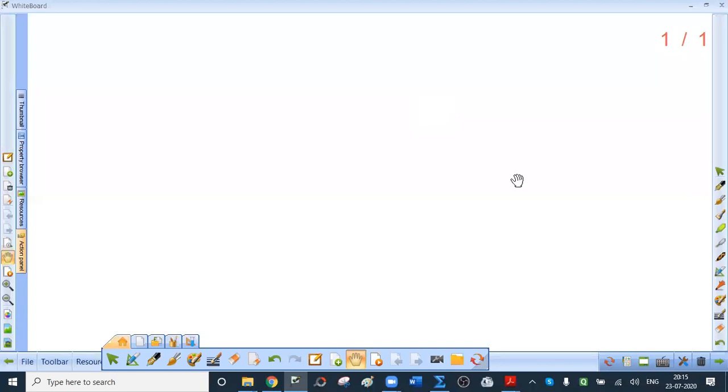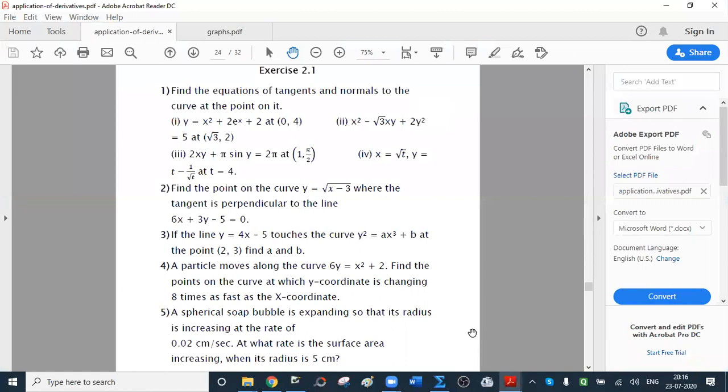Write down. We are solving sum number 5. Let r be the radius. Write the solution. Let r be the radius and S, capital S, be the surface area of the soap bubble at any time t.